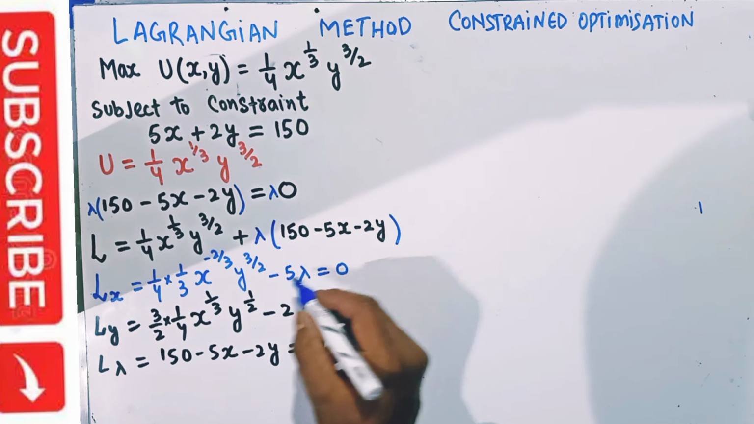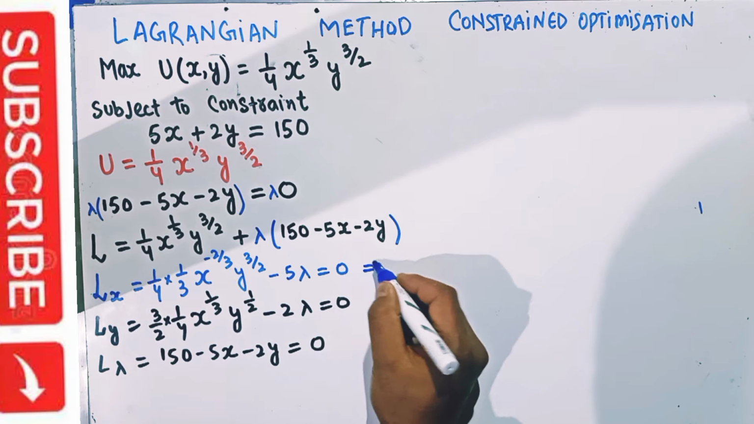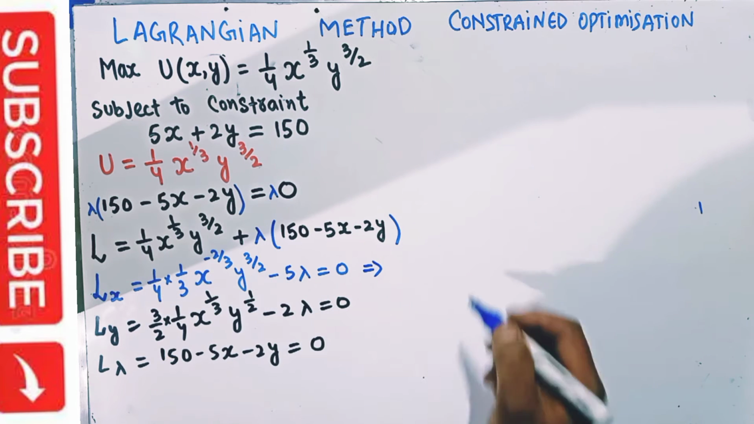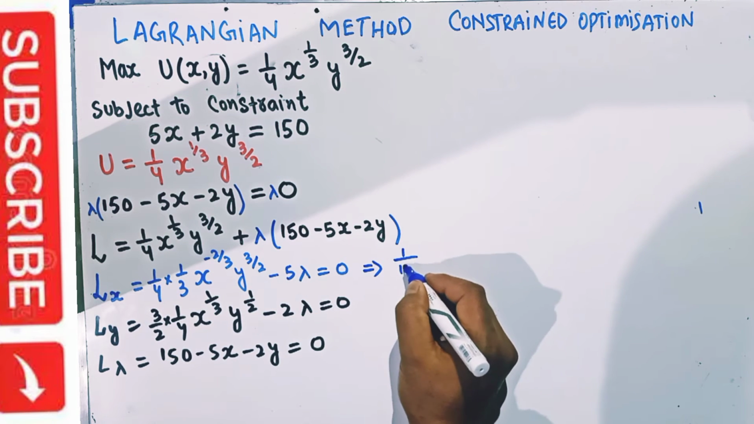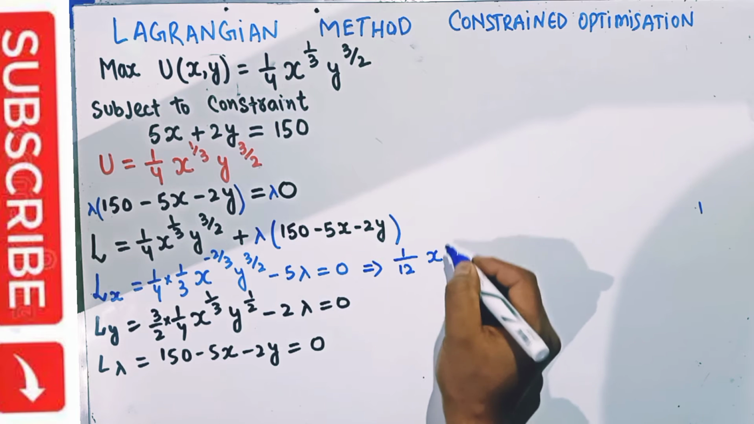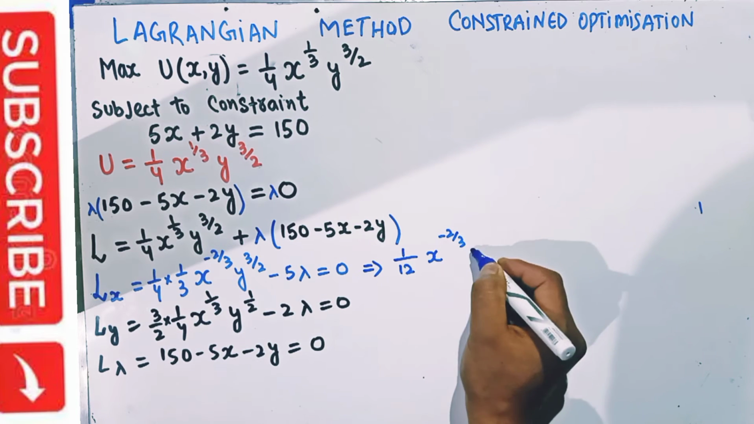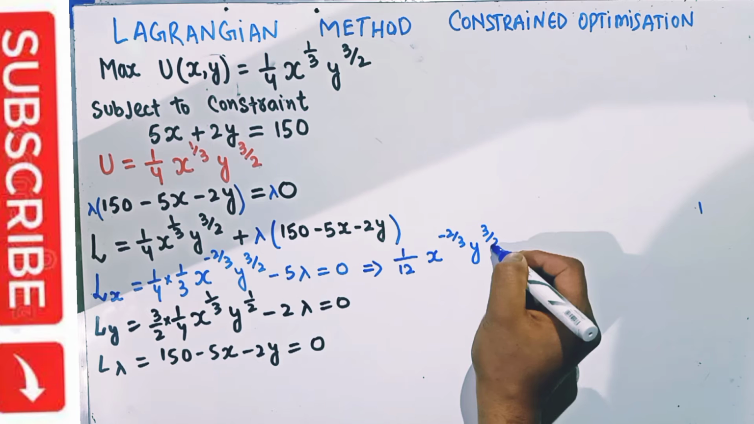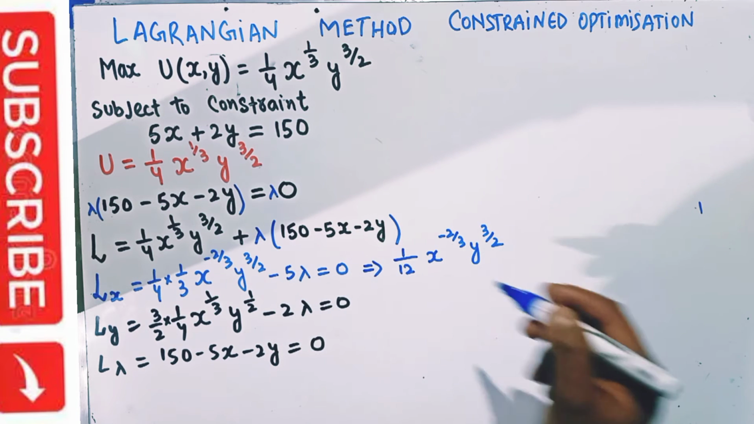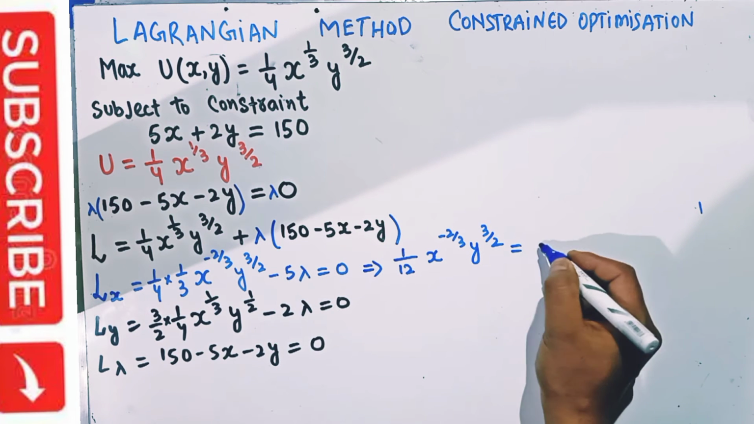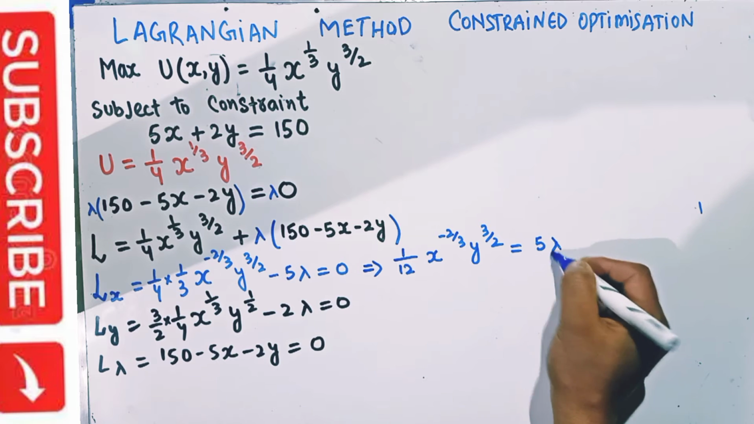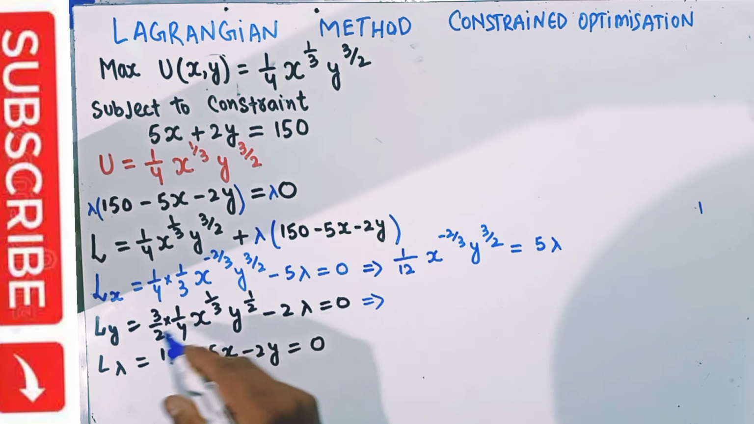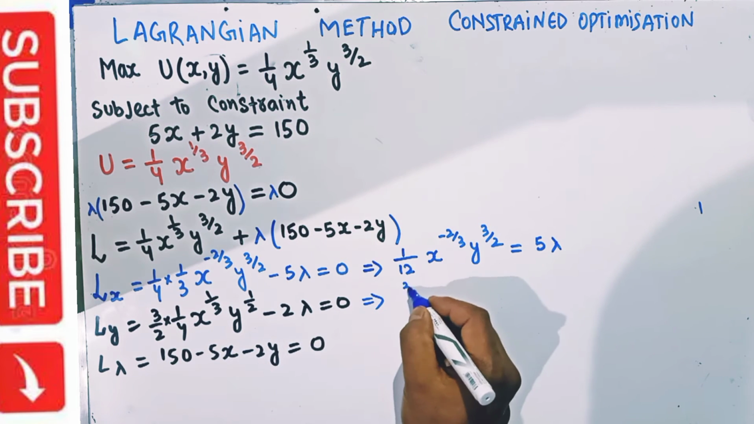In this equation, when we set it equal to 0, we can rewrite it in this fashion. So it becomes 1 upon 12 x raised to power minus 2 upon 3, y raised to power 3 upon 2. If I transpose this minus 5 lambda to the RHS, it will become plus 5 lambda. And similarly in this equation, it becomes 3 upon 8.